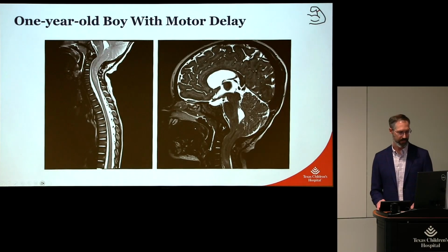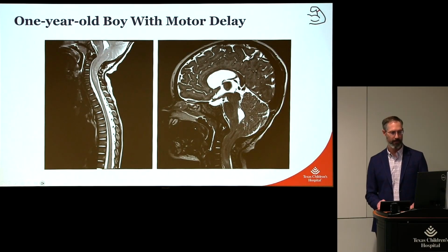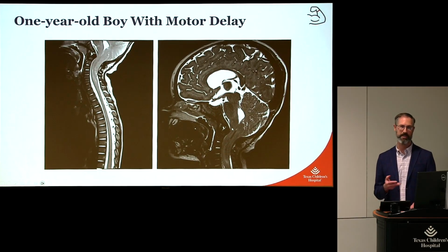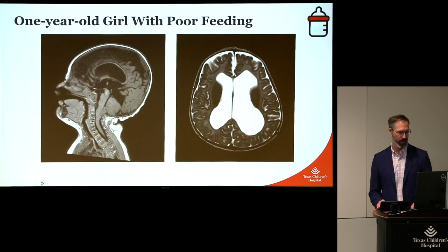This is a 1-year-old boy with motor delay. So you can see this patient has Chiari malformation, but this looks very different than the last patient. You can see that part of the spine is pushing backwards on the brainstem. You can see how it's curved and compressed, and you can imagine this boy might have different symptoms and might need a different treatment than the first boy.